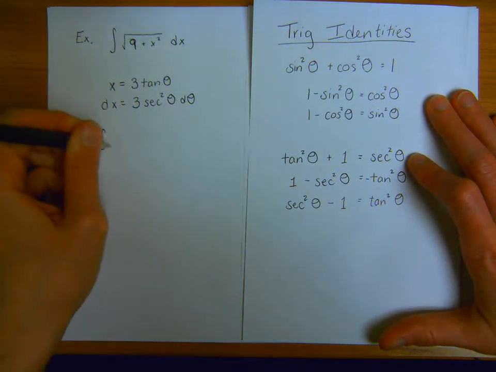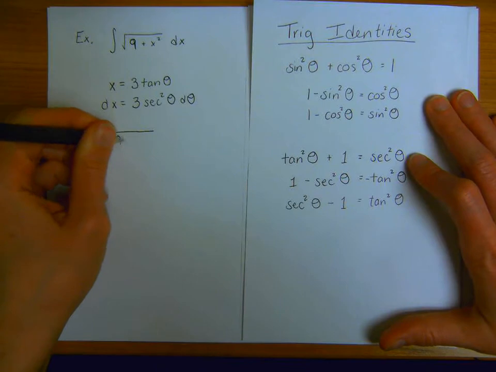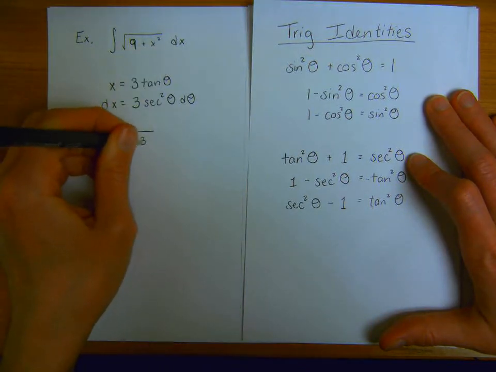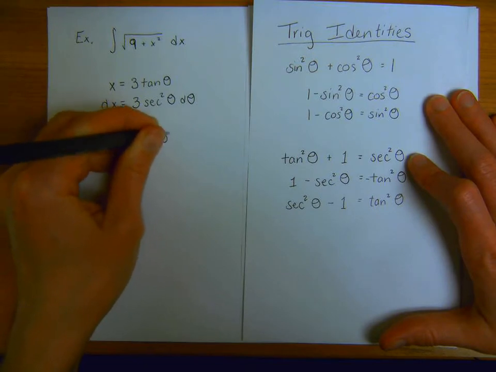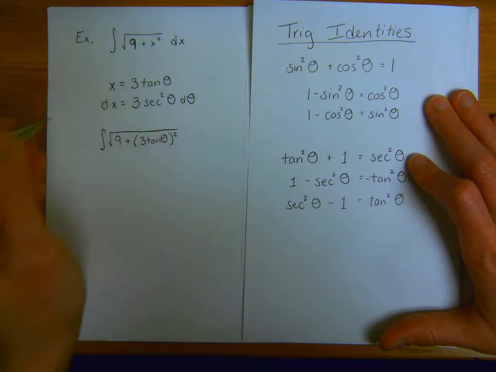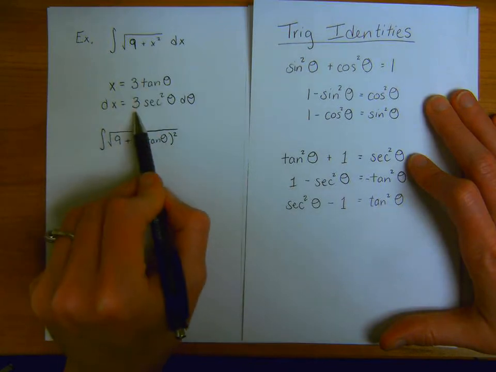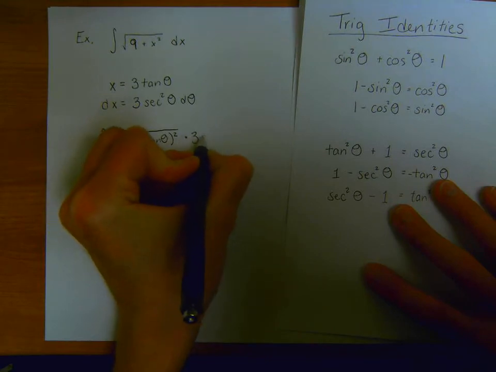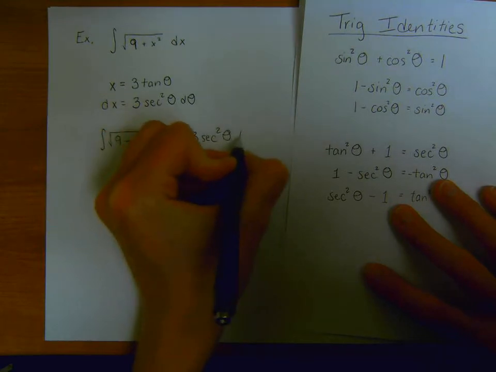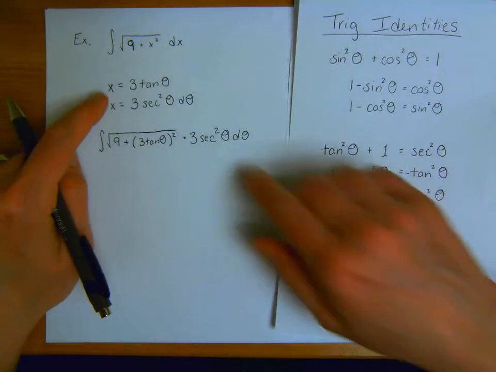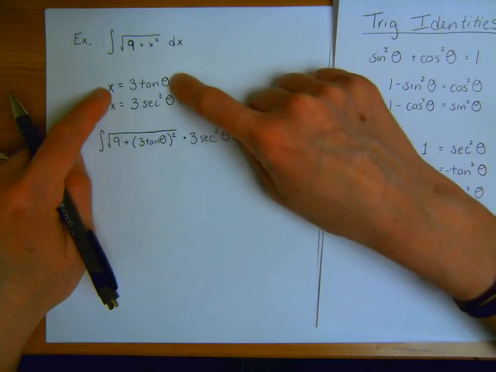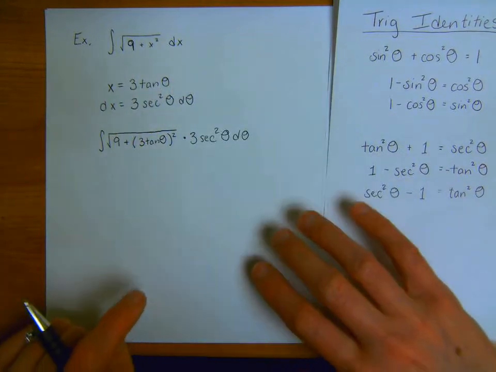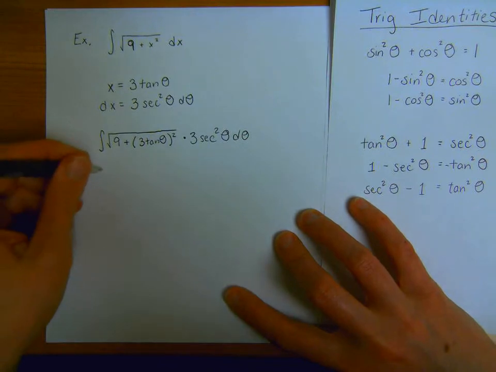We go ahead and implement our trig substitution. I'm going to plug in 9 plus x squared is going to be 3 tangent theta all squared, and then dx is going to be 3 secant squared theta d theta. It sort of looks like a u substitution, but really it's backwards because I'm making x a function of something rather than making u a function of x. I can simplify this. That's the whole point.